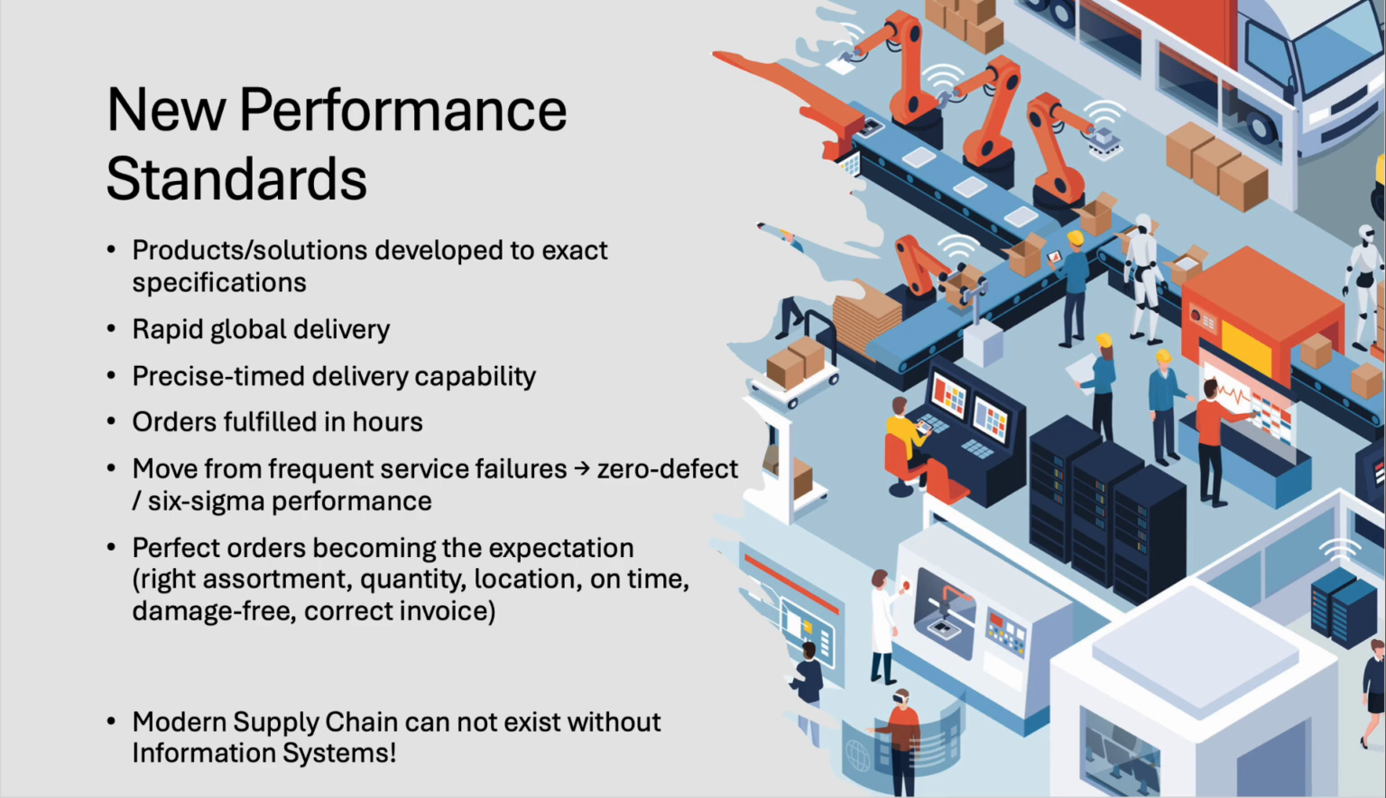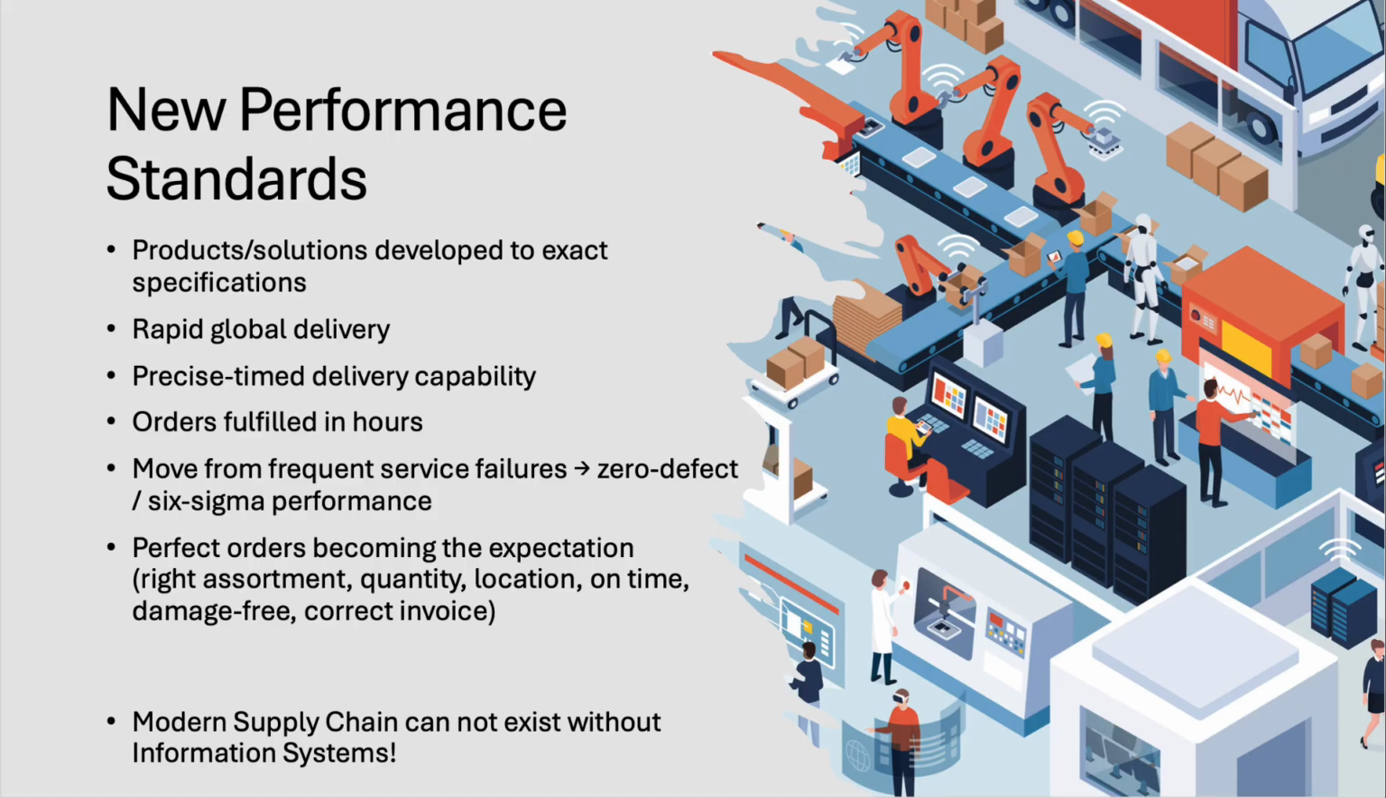A product may be designed in one country, produced in another, stored in a regional warehouse, and delivered to a customer somewhere else. Precise time delivery capability is increasingly important. In some industries, being early is not necessarily good if the receiving facility is not ready. Being late may shut down production or disappoint customers. Orders may now be fulfilled in hours. This is especially visible in e-commerce, grocery delivery, and local fulfillment models.